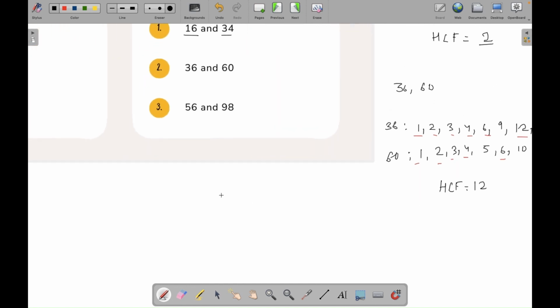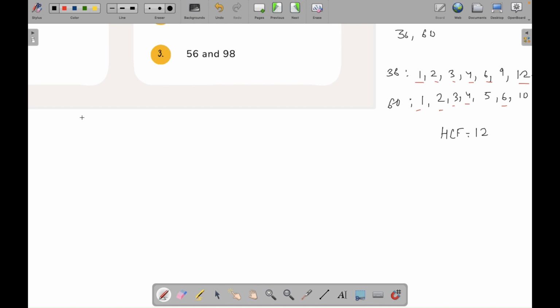Right? Then we have 56 and 98. So 56, what are the factors of 56? 1 times 56, 2 times 28, 3 not divisible, 4 times 14, 5 not divisible, 6 not divisible, 7, 8s are 56, so 7 times 8, and then 8 times 7. So we have repeated the same thing, so we'll stop. So 56 it would be 1, 2, 4, 7, 8, 14, 28, 56.